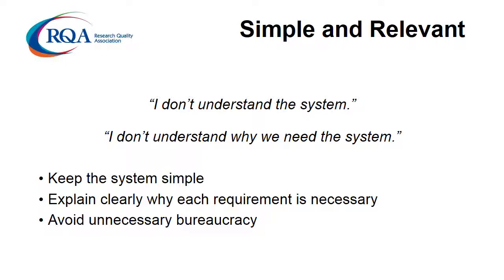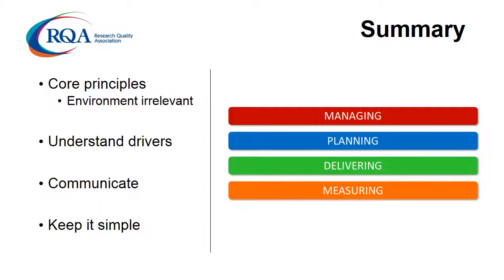The antidote to these statements is to A. Keep the system simple, and B. Understand and explain clearly why each requirement is necessary. One of the surest ways to fail from the start is to have even the slightest whiff of unnecessary bureaucracy. Developing lots of documents can be seen to equate to this. In practical terms, it's useful to start a quality system with the essentials and move forward from there.